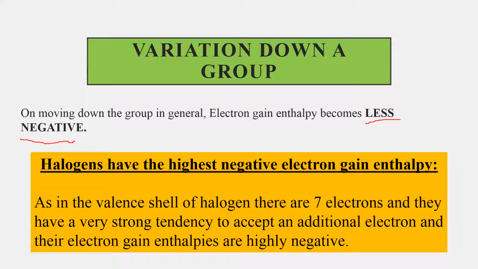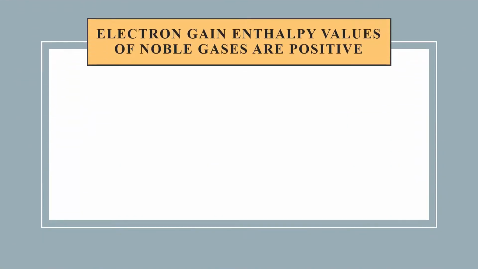So the electron gain enthalpy for halogens is the highest negative because they require only one electron, and they gain that electron with a very strong tendency. That's why halogens have the highest negative electron gain enthalpy among the periodic elements. Next, electron gain enthalpy values of noble gases are positive.